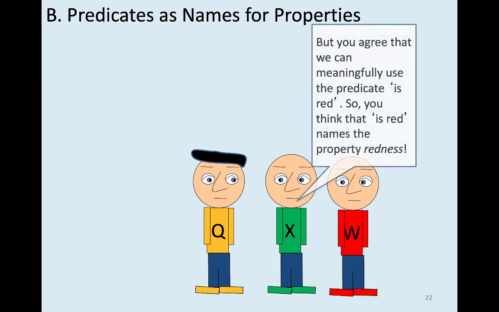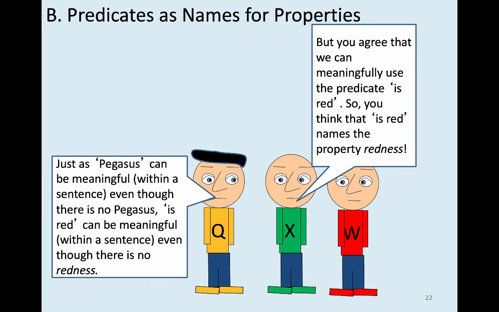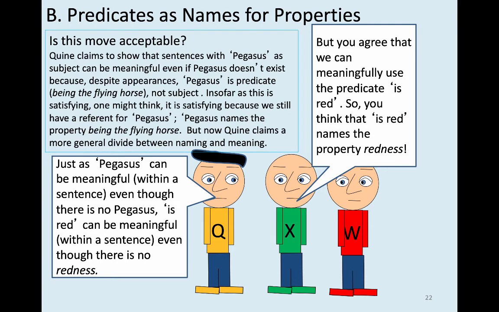Now, McX continues and says, but you agree that we can meaningfully use the predicate is red, so you think is red names the property redness. And Quine says, no, we've already seen that meaningfulness is one thing and naming is another. Just as Pegasus can be meaningful within a sentence, even though there is no Pegasus, is red can be meaningful within a sentence, even though there is no redness.